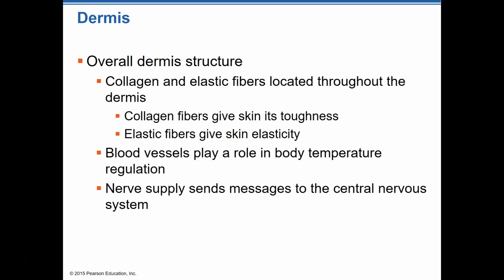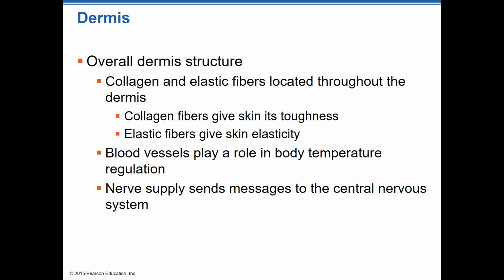There are blood vessels in there that play a role in body temperature regulation. If the body gets too hot, the brain sends out a signal that says dilate the blood vessels, and it dilates the blood vessels closest to the skin, so that it brings more blood past the surface of the skin, kind of like the radiator in your car, which tries to keep your engine from getting too hot.